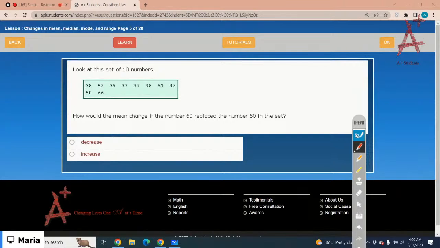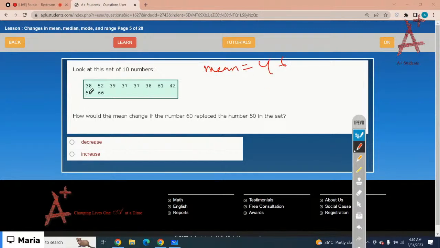38 plus 52 plus 39 plus 37 plus 37 plus 38 plus 61 plus 42 plus 50 plus 66. That would be 460. And 460 divided by 10 is 46. The mean of the given data is 46.